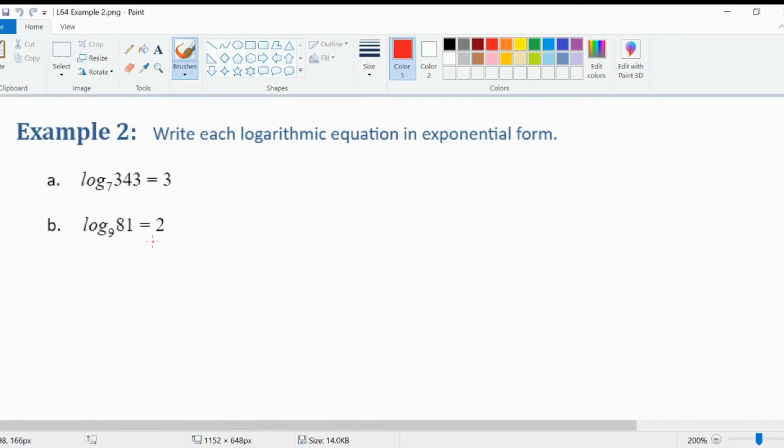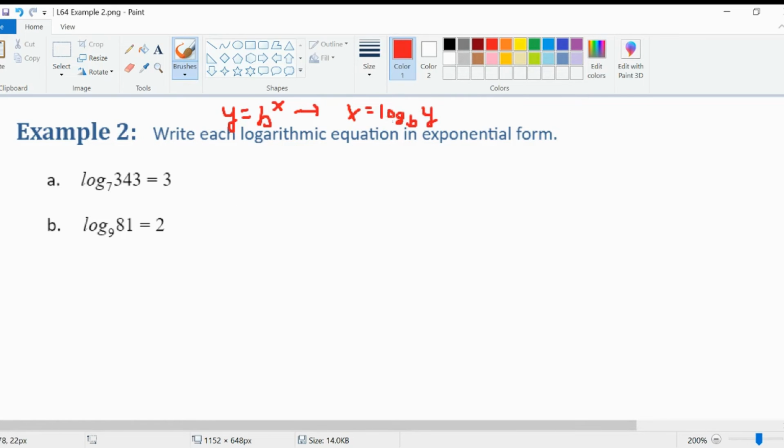So write each logarithmic equation back to exponential form. What I like to do is write both the exponential form and the log form. Just really quickly, remember your y equals b to the x. It converts to x equals log, with b as a little subscript, and then y is the same as your log.